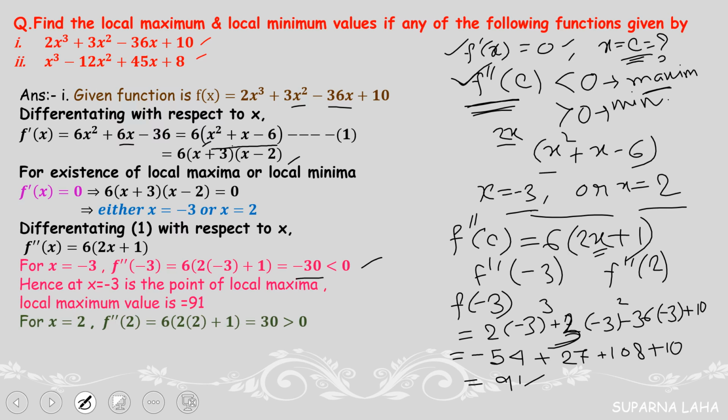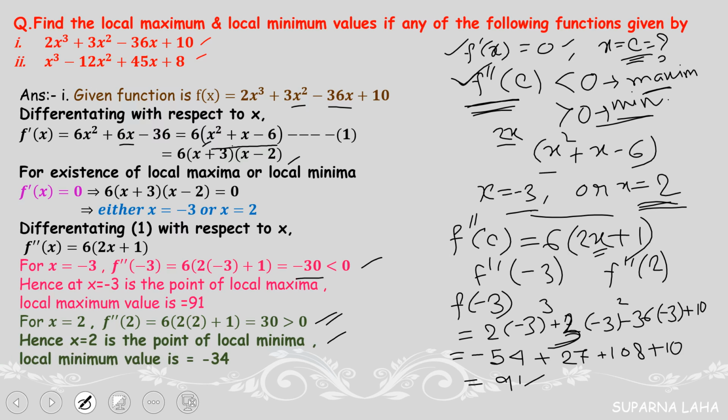Now check the local minimum value, or check f double dash at x equal to c, that is 2 for this point. For this point we will find this value is greater than 0. For greater than 0 we will find the local minimum value of the function. So at x equal to 2, the point of the local minima, just put x equal to 2 in this equation, you will find the value is minus 34. So the maximum value is 91 and the minimum value is minus 34 for this equation.